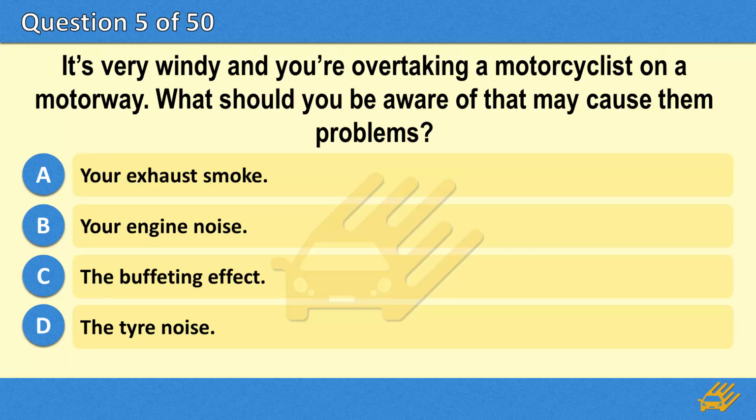It's very windy and you're overtaking a motorcyclist on a motorway. What should you be aware of that may cause them problems? A. Your exhaust smoke. B. Your engine noise. C. The buffeting effect. D. The tire noise.